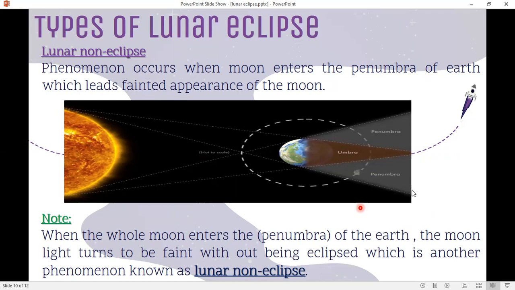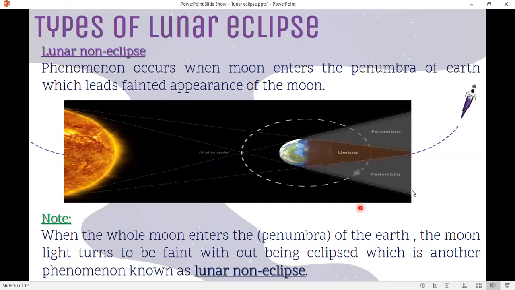And as you know, there is no annular lunar eclipse. What is the reason why there is no annular lunar eclipse? Because you know that the Earth has a great size relative to the moon, so it always blocks all the sunlight when it comes between the sun and the moon. So there is no annular lunar eclipse for this reason.